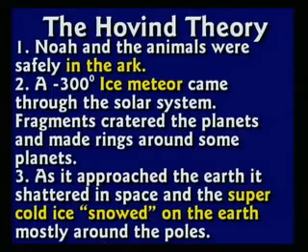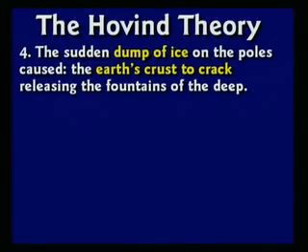Point 3, as it approached the earth, it shattered in space. Super cold snow and ice rained down around the poles, mostly around the North and South Pole. Then this sudden dump of ice caused the earth's crust to crack, which released the fountains of the deep. The rapid spreading of the ice caused all the ice age effects, carved out the Great Lakes, made all the drumlins and terminal moraines, and we'll talk about that in a minute.